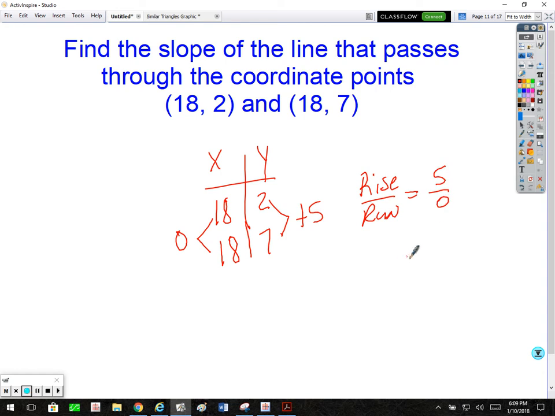Well, remember, if I put in 5 over 0 in my calculator, it's going to tell me that's an error, which means I cannot do that. So this answer would be undefined. And again, if you could graph this, it would be something like 18's way over here and 2, and then 18's way over here and 7. It would actually be a vertical line, and vertical lines are undefined. Okay, plus here's the 0. All right, let's see what else we got.